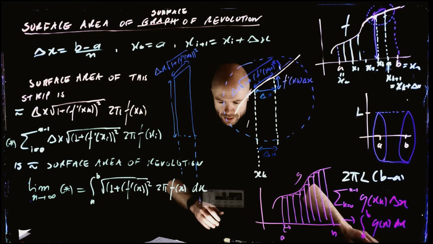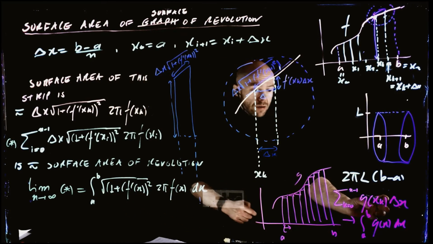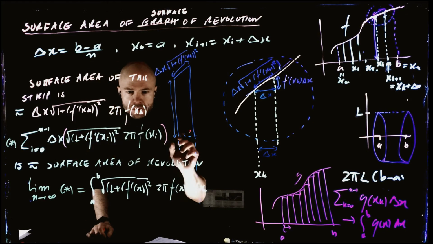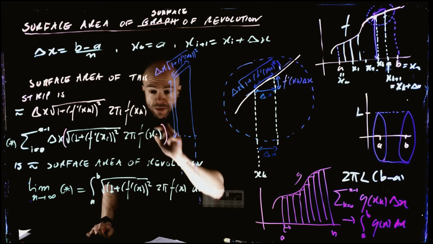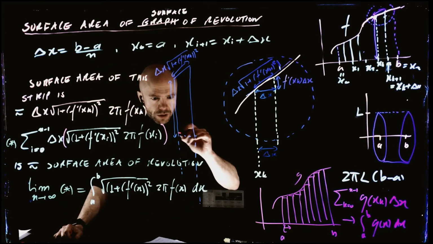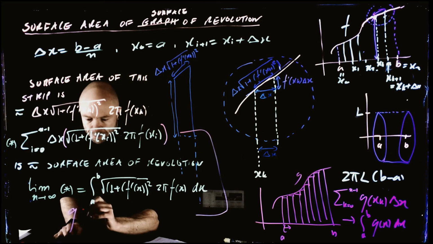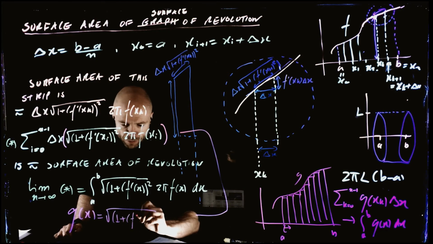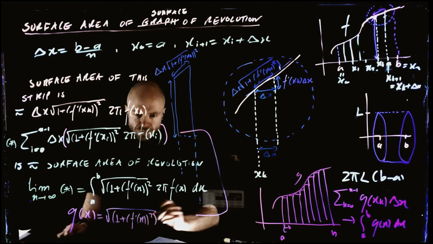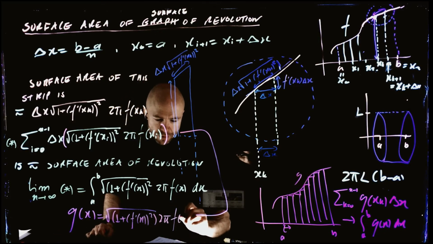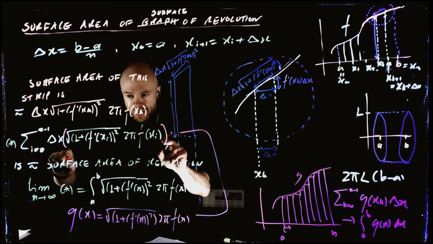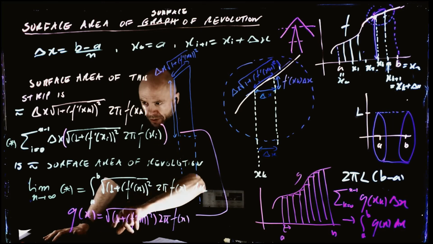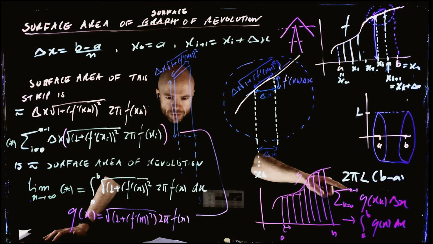And all this guy did was he went, okay, well, in this case, our function g is all of this stuff. So in this case, our g, let's put it over here. So g is this: square root of 1 plus f prime of x squared, times 2 pi f of x. If we let g be this, then this stuff in the brackets is just g of xi. So what do we have? We have that if we let g be this, then this thing is just exactly this expression.